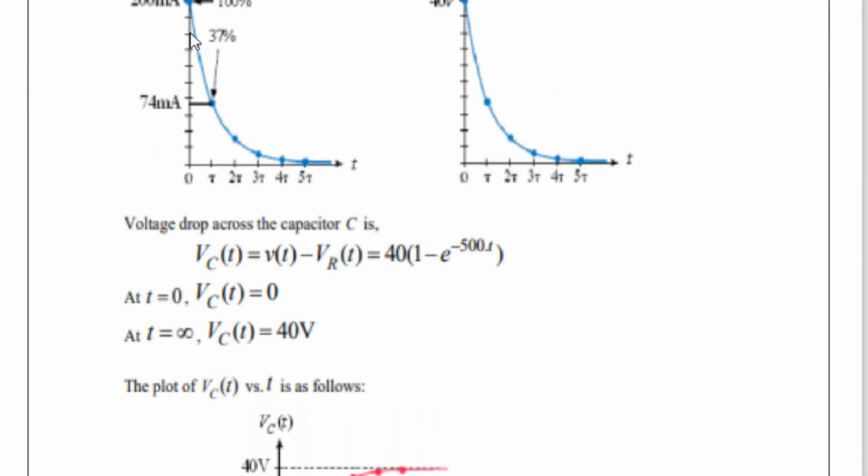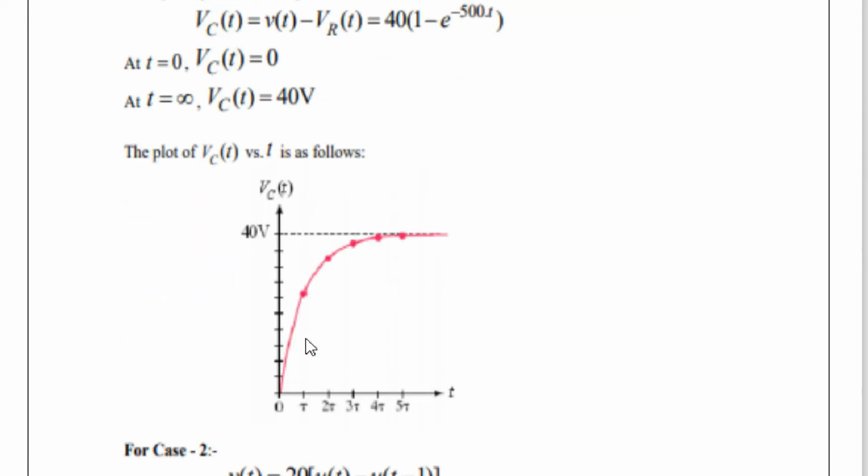So it is exponentially decreasing. This is also exponentially decreasing, but at t equal to 0 we are having some value, and the voltage drop across the capacitor is Vc of t equal to V of t minus VR of t, that is 40 into 1 minus e power minus 580. So at t equal to 0, Vc of t is 0, and at t equal to infinity, Vc of t is equal to 40. That is shown here.